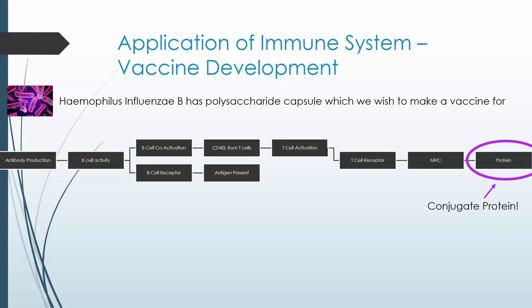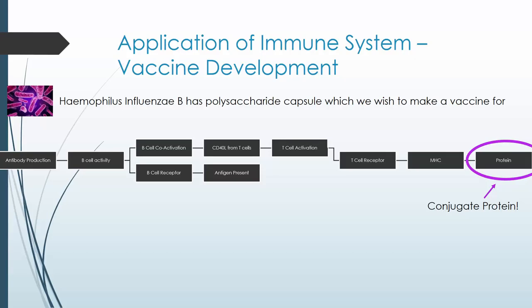So by attaching a protein to the polysaccharide, you essentially give the protein that is needed for the T cell activity. All right? And that's what we call a conjugate protein, because the protein is conjugated to whatever you're giving as a vaccine. All right?